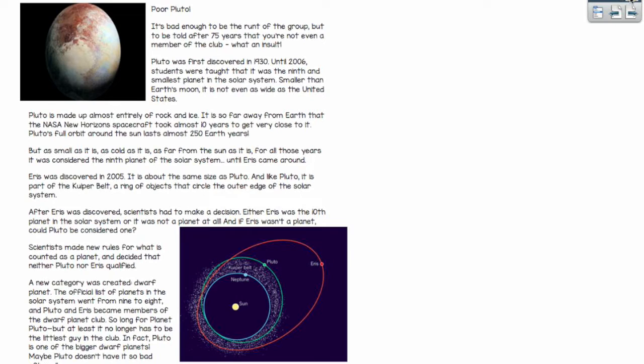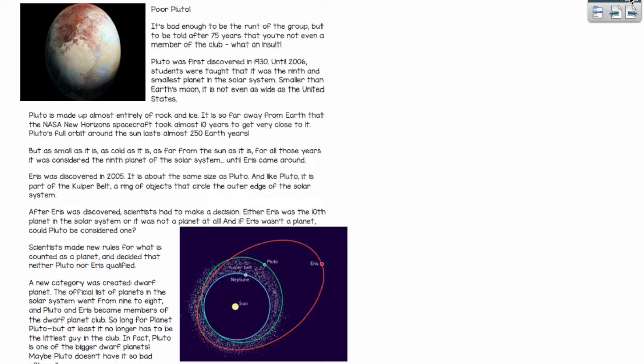So long for planet Pluto, but at least it no longer has to be the littlest guy in the club. In fact, Pluto is one of the bigger dwarf planets. Maybe Pluto doesn't have it so bad after all.